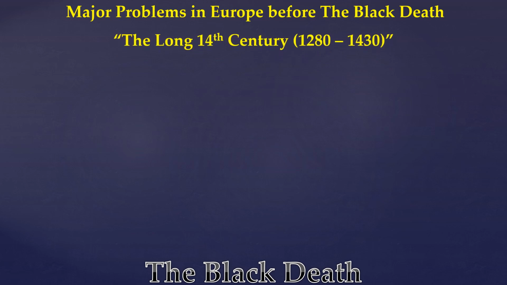So as we've seen, there's a lot happening in Europe that's going to set the stage for this disease to run roughshod and rampage throughout the continent. So there are major problems in Europe going on before the Black Death even arrives. Historians sometimes refer to what's called the long 14th century in Europe, from about 1280 to 1430, where things don't go very well for people in Europe. So you can imagine, 1430, Columbus is leaving in 1492. There's a reason why the Europeans want to get out of Europe.